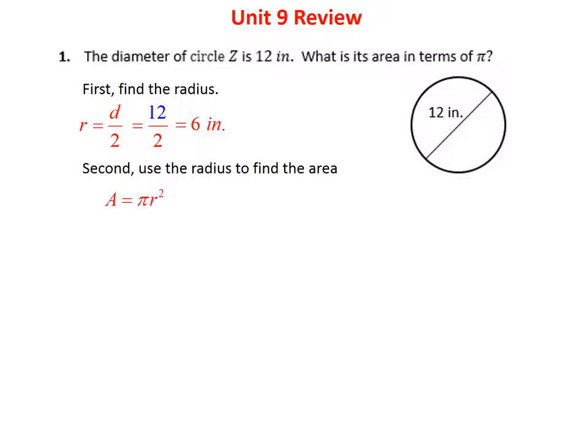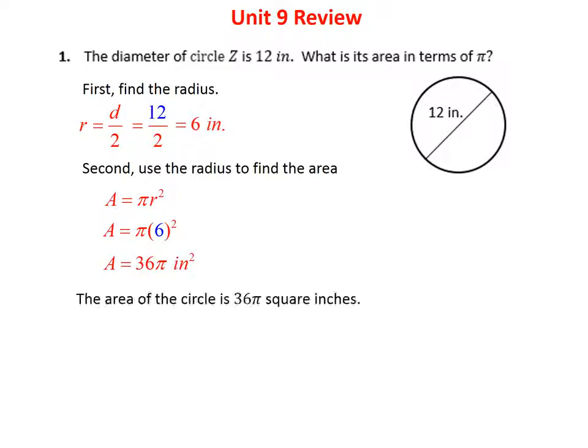Now we can use our formula for the area with radius to find our area. So area is pi times r squared. So we substitute 6 in for r, and we get pi times 6 squared, and 6 times 6 is 36. So our answer is 36 pi square inches.